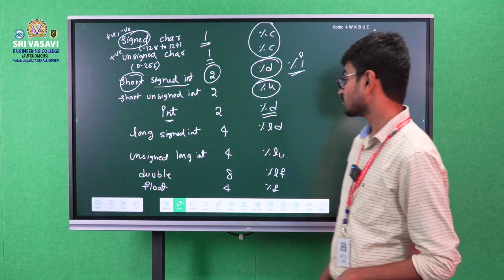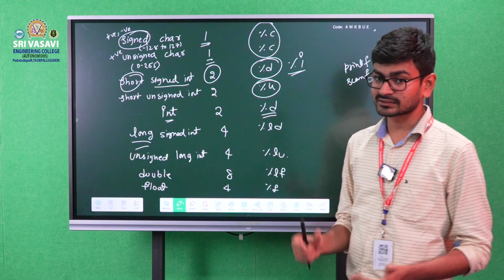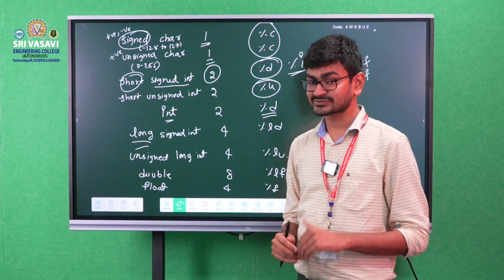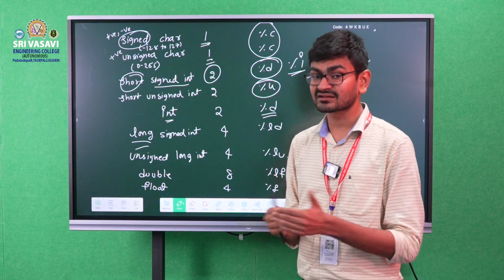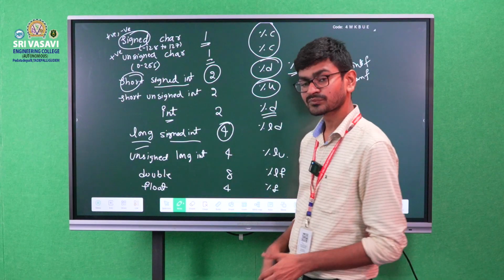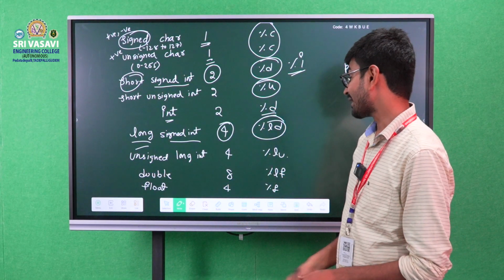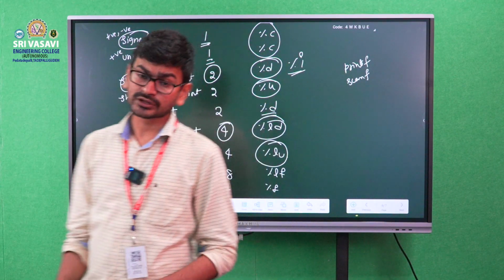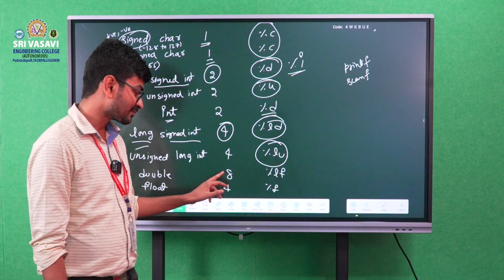When it comes to long, there is a keyword called long. We can increase the data type size with the keyword long. Previously we decreased the size with the short keyword, but with the help of the long keyword we can increase the size of the data type. So long signed int means 4 bytes, and the format specifier is %ld. Unsigned long int means %lu.